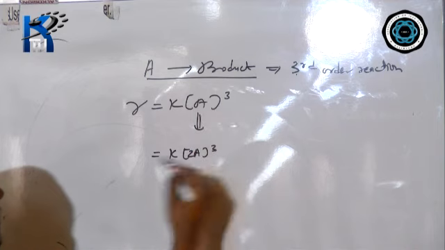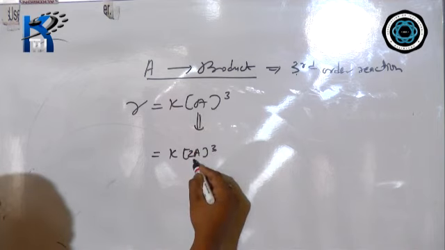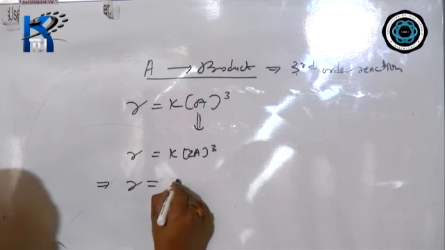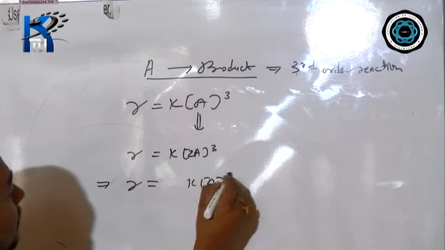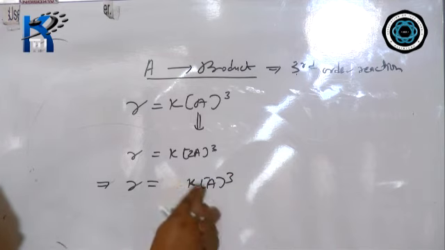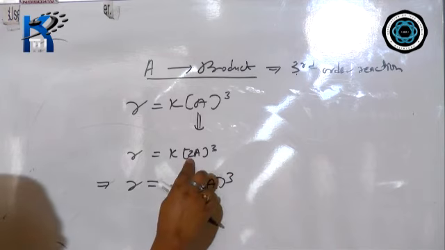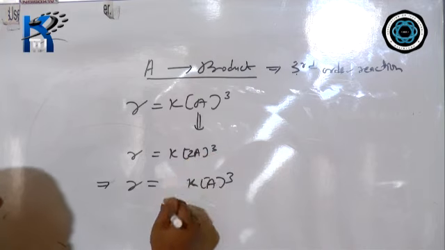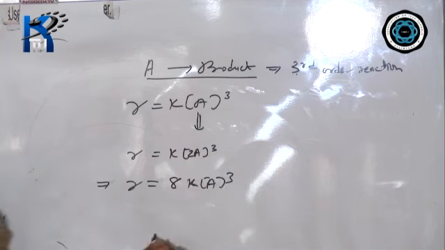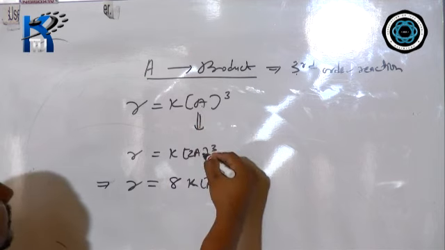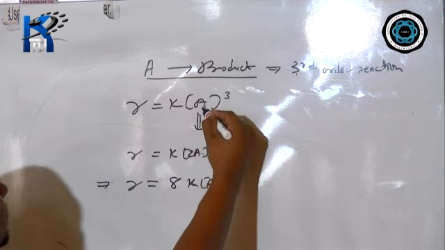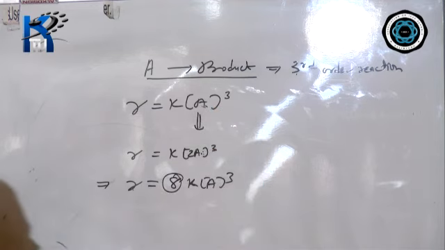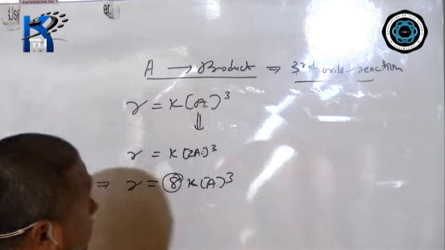That means I am making it 2 times, from A to 2A. Then what will be the effect on rate? R is equal to K, A to the power of 3. Only the number I have not written here. So here 2 is present. So 2 cube is how much? 2 cube means 2 into 2 into 2, means how much? 8. So therefore, whenever you double the concentration of the reactant, rate becomes 8 times. And that is which order reaction?